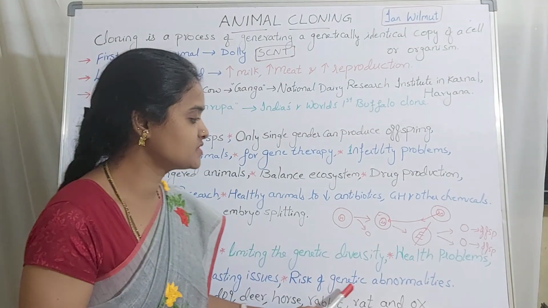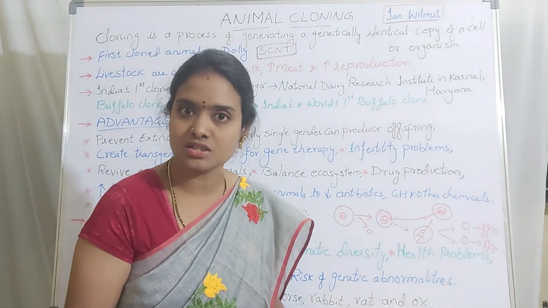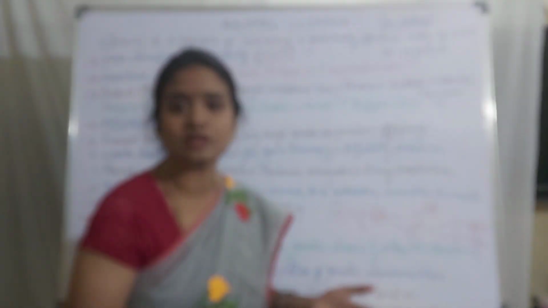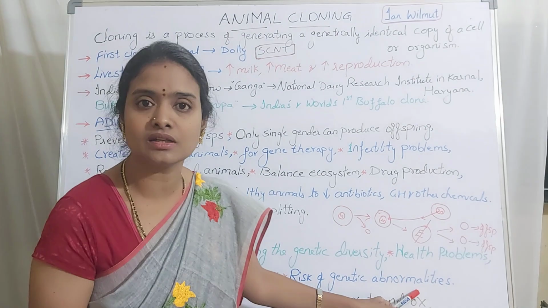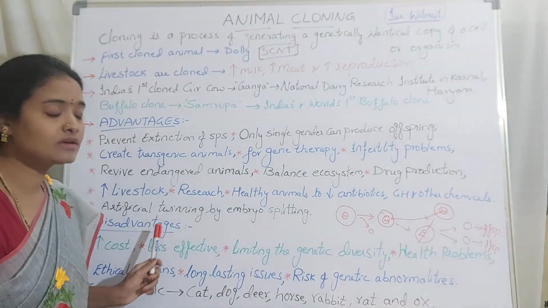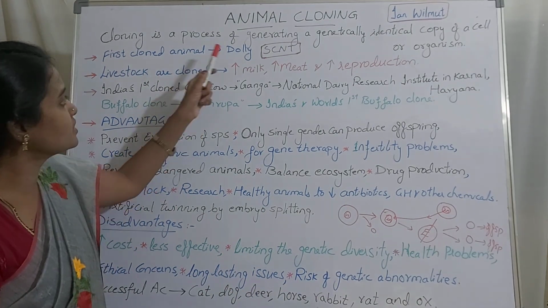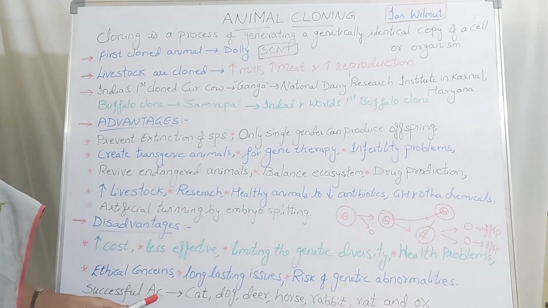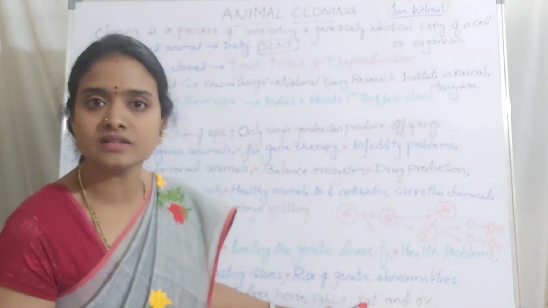Next, it is the risk of genetic abnormalities, right? So here, during gene therapy or correcting any abnormal genes or developing a transgenic animal, if we have made any mistake and there is any genetic abnormality, then that will be continued to the next generations also. The genetic abnormality may result in some other side effects. So like this you have so many advantages and also disadvantages of the process. Apart from the sheep, cow and the buffalo, there are other successful animals where animal cloning has been performed. That is cat, dog, deer, horse, rabbit, rat and ox.